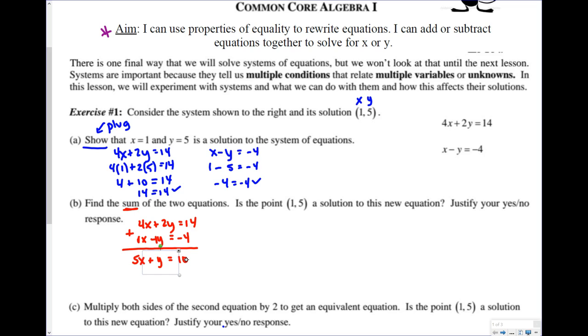Now this new equation should have the same properties as the other two equations, meaning that the solution should be the same. So the next question says, is (1, 5) a solution? It should be if we added it correctly. So I have 5x plus y equals 10, and instead of x, I'm going to plug in 1, and instead of y, I'm going to plug in 5, and see if I get 10. 5 times 1 is 5. And look at that, 5 plus 5 is 10. So we've now seen that you can add together equations in a system and the solution remains the same.